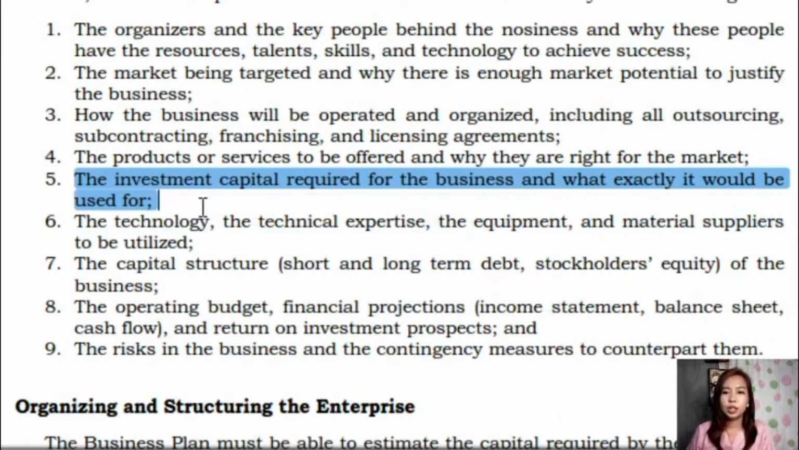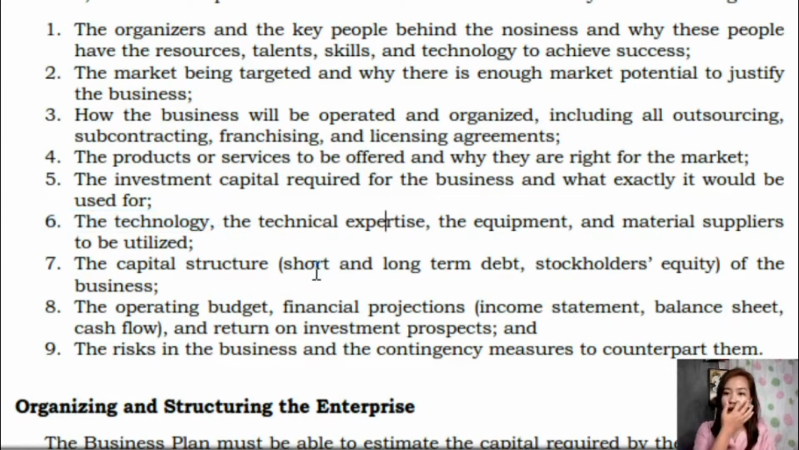Then, ayan, technology, technical expertise, and equipment. So, meron din nag-isa-isa doon. And, naglagay din sila kung magkano. Let's say, for example, yung oven, magkano. Okay? So, magkano yung mga mabibilhin nilang mga plates, spoons. That is also good. Then, ayan, capital structure.